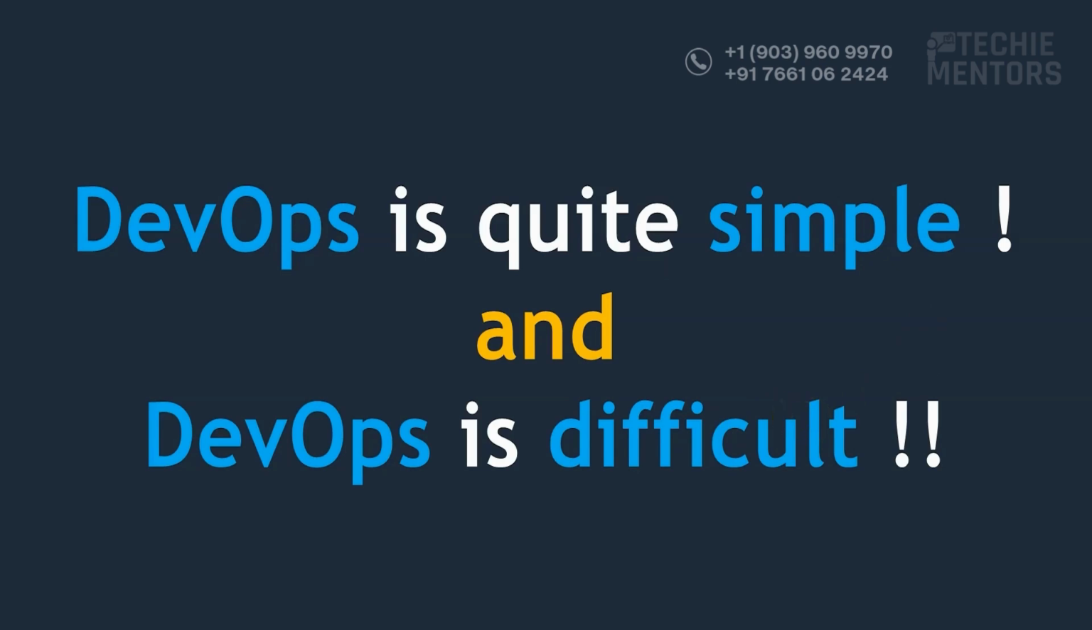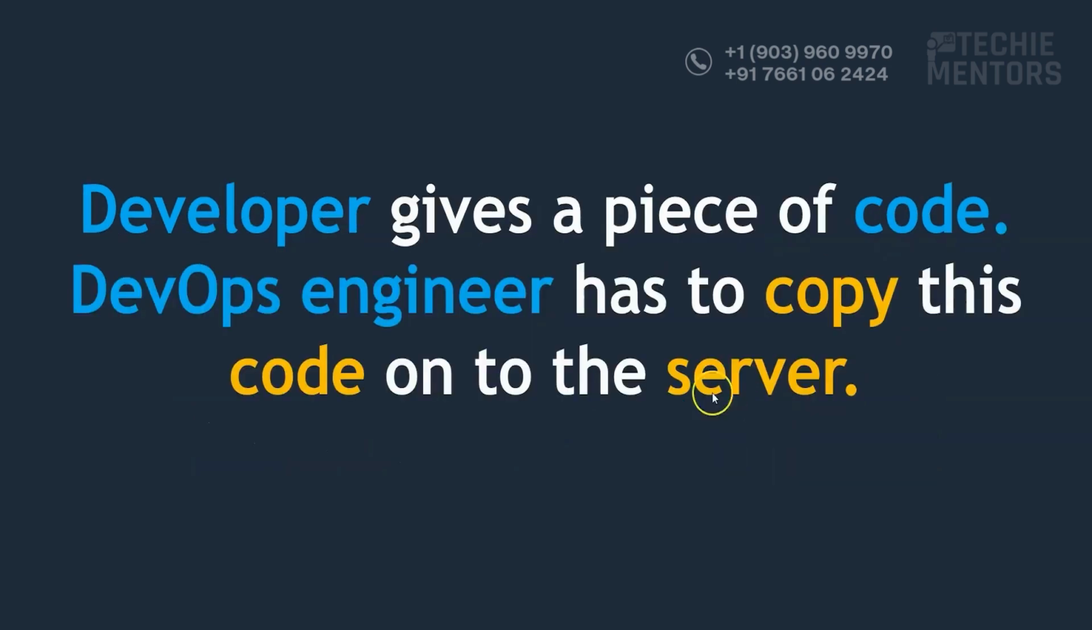First, let's see what a DevOps engineer does. A developer gives you a piece of code. To whom will they give it? They will give it to the DevOps engineers, and the DevOps engineer has to copy this code onto the server. But while giving this code to the DevOps engineer, the developer asks us to follow some rules or keeps some conditions. Let's see those conditions or rules.